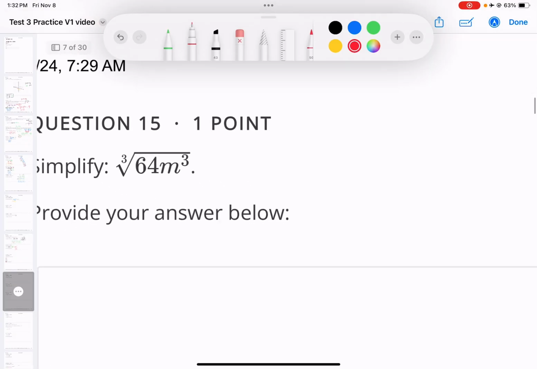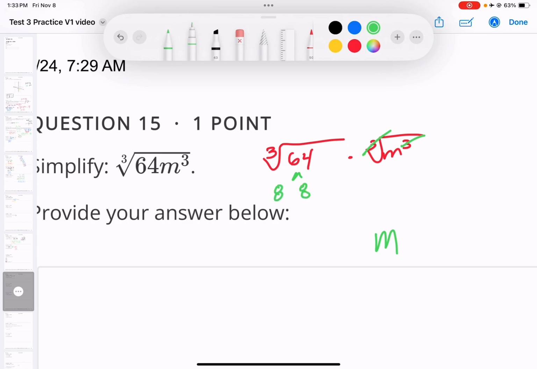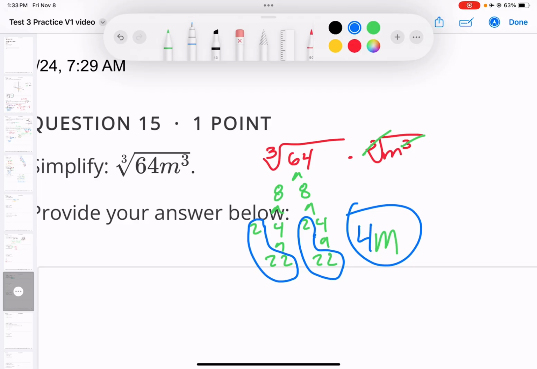Okay, this time we're doing cube root. If we wanted, we could split this up. 64 times cube root of m to the third. And the reason why I might want to do that is these will cancel each other out. So I got m as part of my answer, and then I could plug in the cube root of 64 to my calculator. Or, I know this is 8 and 8, and then that's a 2 and a 4, 2 and a 4, that's a 2 and a 2, 2. So I got, and my index tells me how many I need in each group, so I am taking the cube root. So 2 times 2 is 4, so I just get 4m.